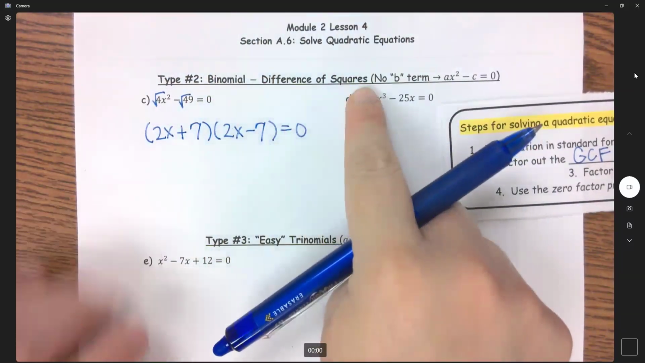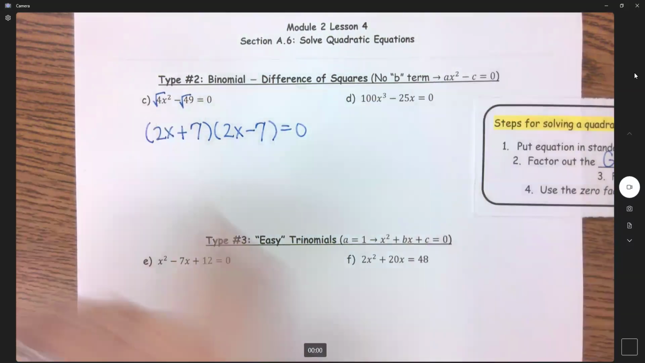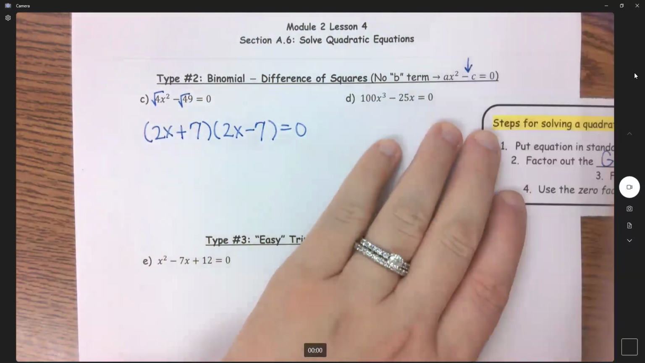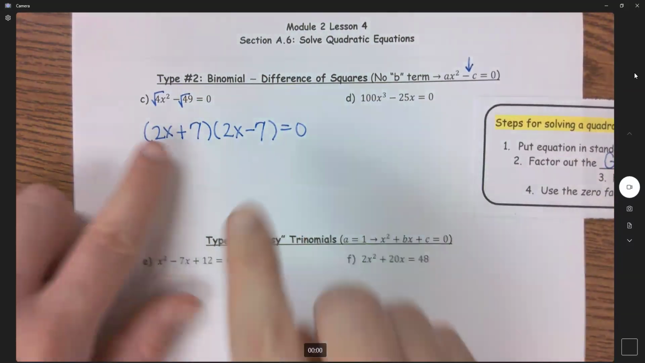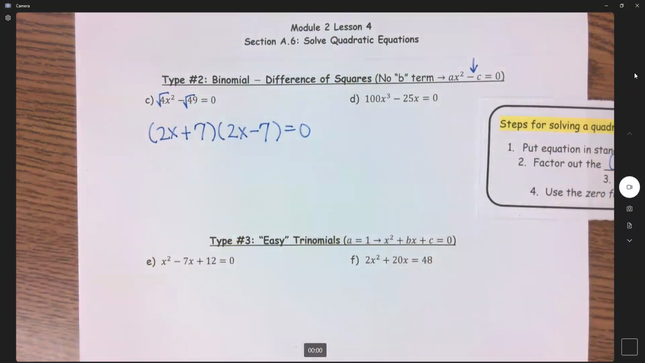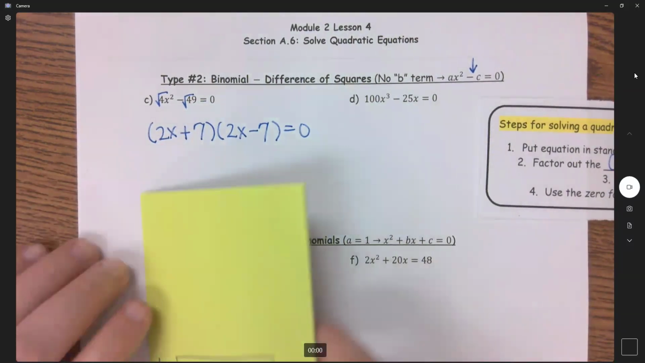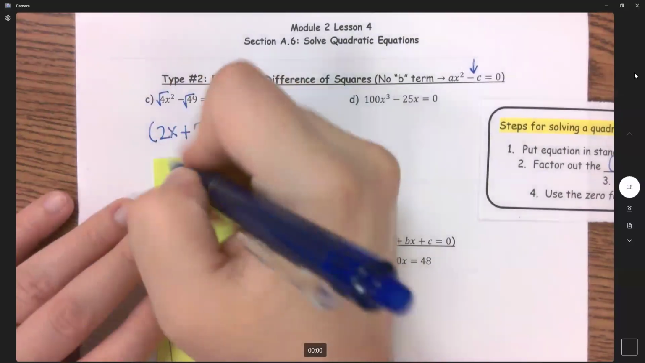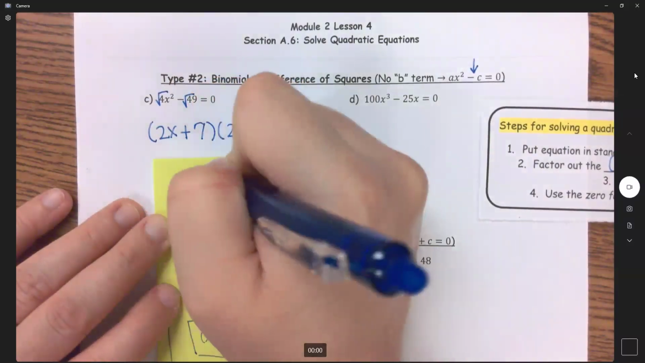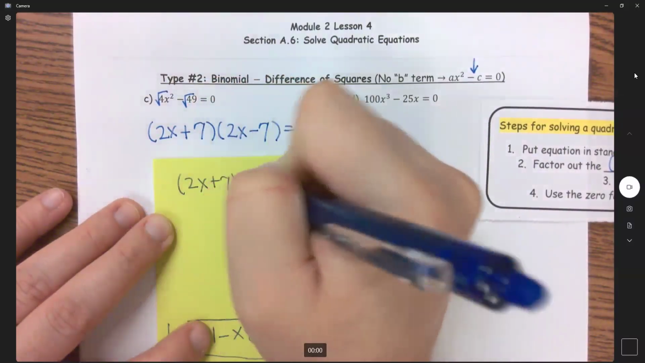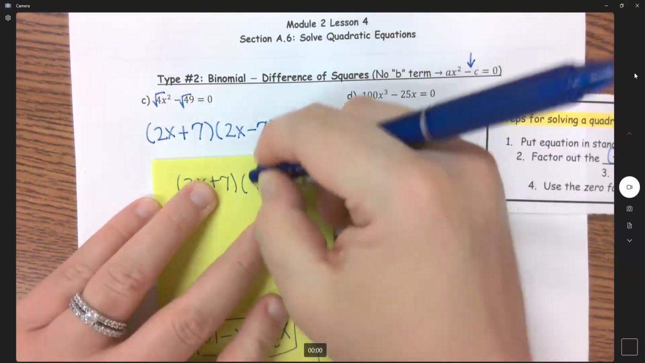When we have a difference of squares, it will always be a minus c right here, and then it will always be plus and minus. If I was to multiply this out, I want to show you where this middle term went.